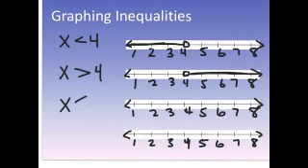X is less than or equal to 4. 4 is my target number, but this time, can x equal 4? Yes. So I'm going to shade it in, because that way I can say that it also is 4, and then I'm going to shade everything that is less than 4. Now, x is greater than or equal to 4 is exactly the same way. You shade in the 4, and it's a closed dot, and if it's greater than, you go towards the 8.